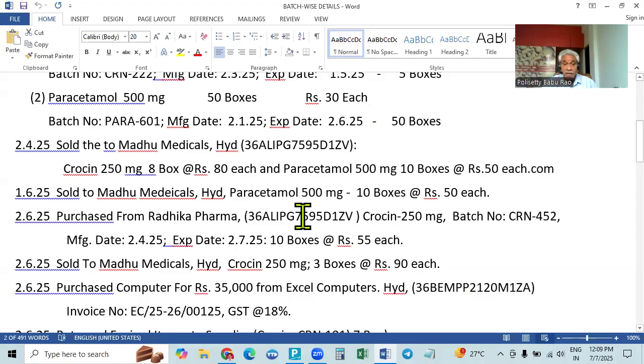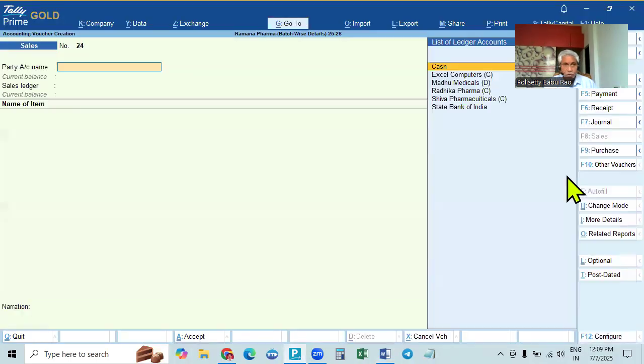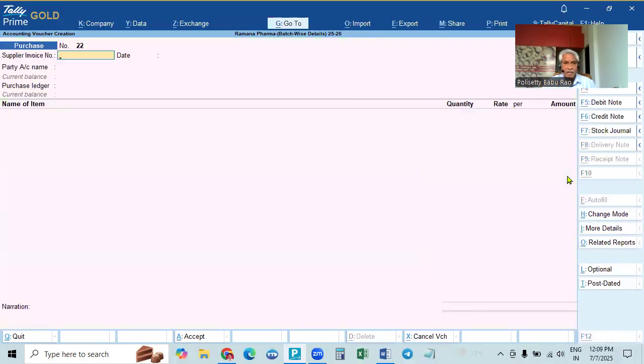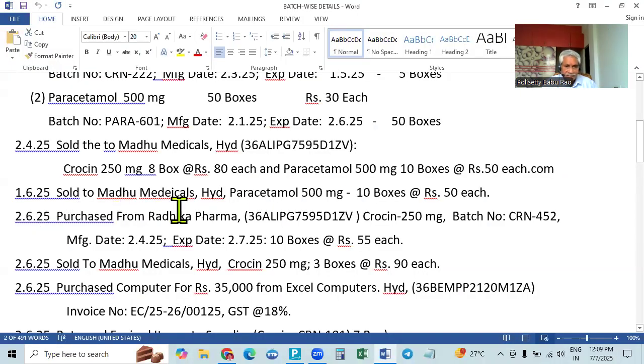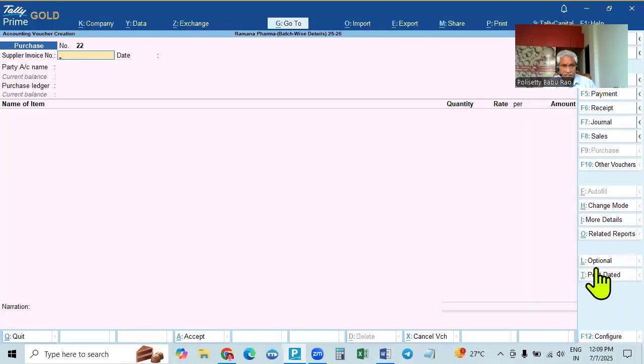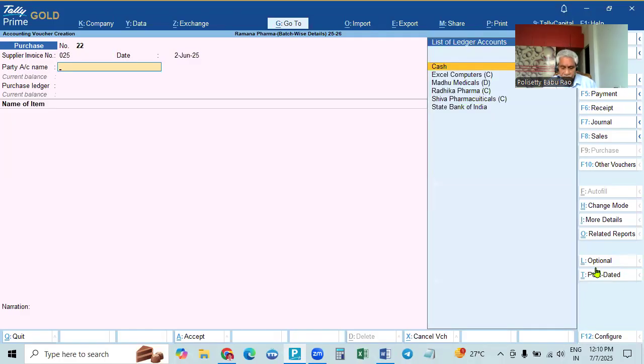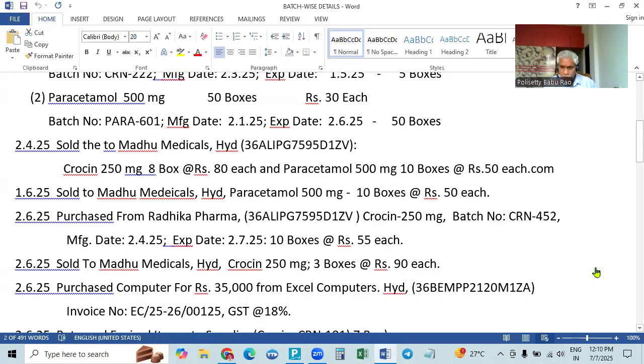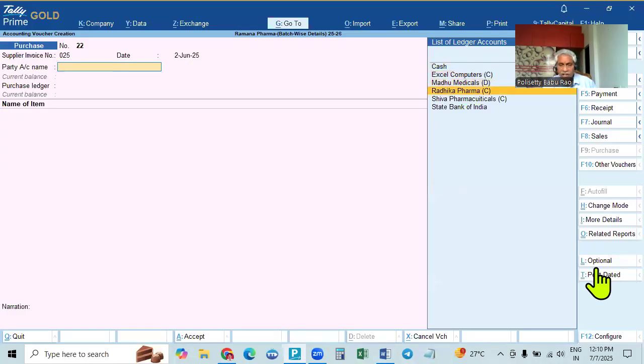We have the balance. But for Crocin, we sold some and the balance expired. Now we require it. For that, on 2nd June, we are purchasing from a different supplier, Radhika Pharma. From them we purchased only Crocin, because paracetamol is already there. The number is not given, so I will take 025 for example. 025, 2nd June, and the name is Radhika Medicals.